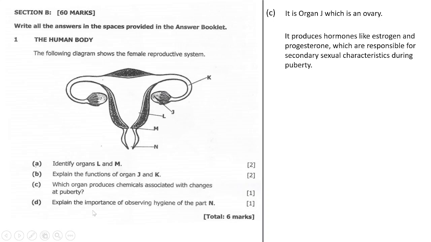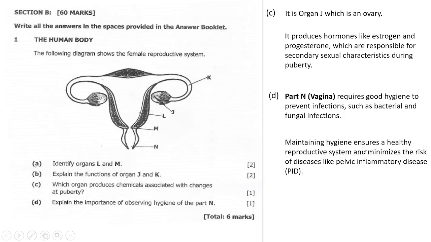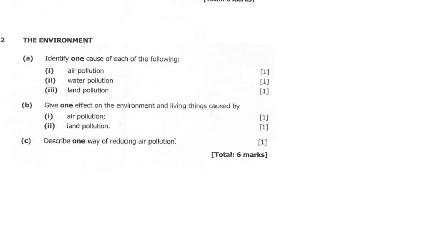Okay, then we come to D, explain the importance of observing hygiene of the part N, this part here. So we are saying part N, vagina, requires good hygiene to prevent infections such as bacterial and fungal infections. Also, maintaining hygiene ensures a healthy reproductive system and minimizes the risk of diseases like pelvic inflammatory disease, which is PID. Okay, let's move to the next question.